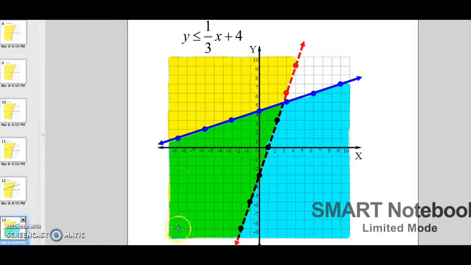Now notice how this part here turns green. That is my overlapping part. That is the solution to the inequality.